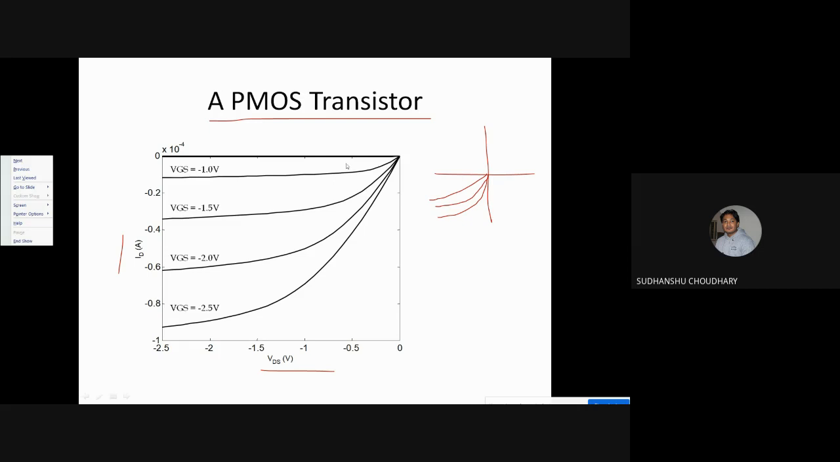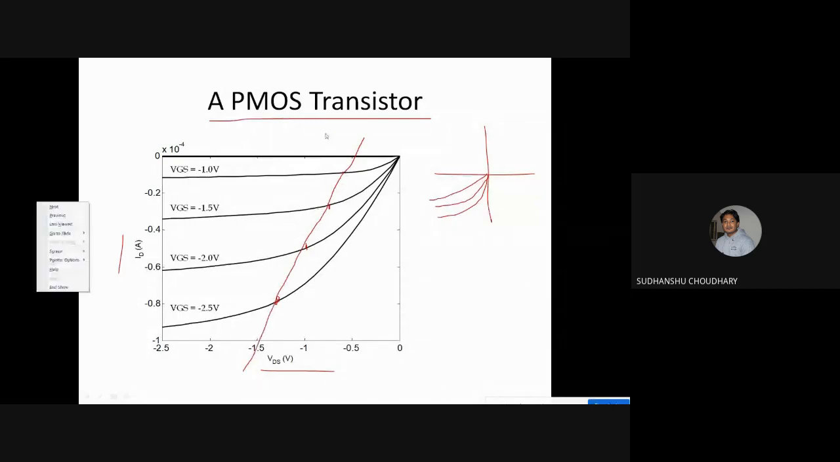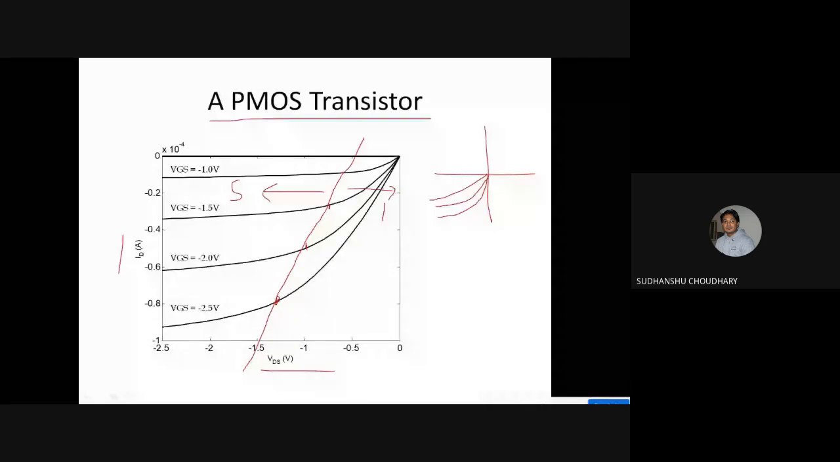Again, you can identify the saturation points, maybe here and here. Beyond this line, this entire region is the linear region, and this region is the saturation region. So this is saturation, and this is the linear region for a PMOS transistor. So assume all variables negative, and yes, the threshold voltage is also negative for a PMOS transistor.